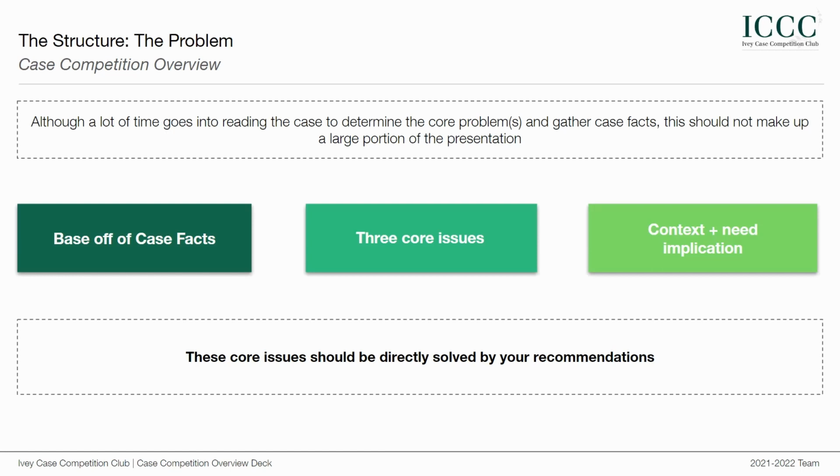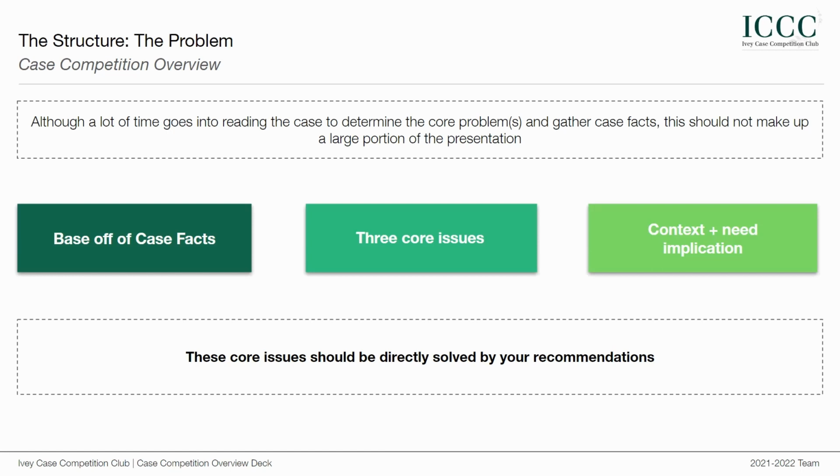I think it's important to stick to no more than 3 core issues, because if you state 4 or 5 or any more than that, it's very hard to come up with a cohesive recommendation that solves it. Typically within these business cases, there are a lot more issues than just 3. So it's really important to figure out what the core issues are, what the most important ones to solve are, whether that be the most time sensitive or the most impactful for the business. You really want to identify those and then work off of those. And the core issues should directly be solved by your recommendation.